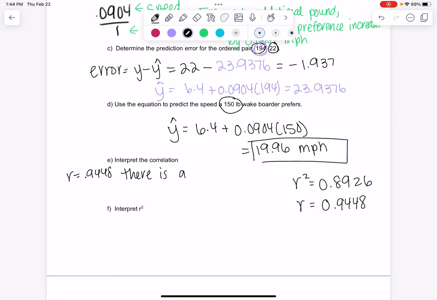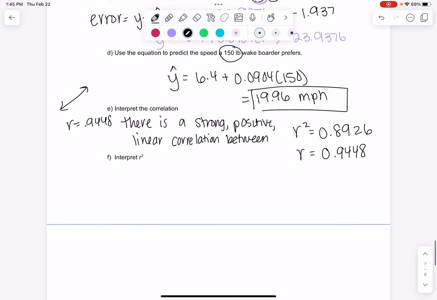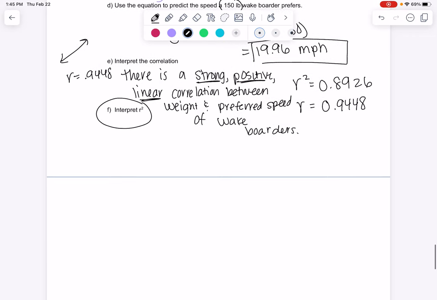So we know there is a, and then we want to say strong, weak, moderate. I would say this is very strong because it's very close to one. And then we also want to say it's positive. That tells us it's going upward and increasing. And then linear correlation between our variables. And what are our variables? Let's make sure when we read the sentence, we know what we're talking about. So between the weight and preferred speed of wakeboarders. So make sure you talk about the variables as well. The main thing is strong, positive, and linear. We only talk about linear, but there are other types of shapes and regression. All right, and then we'll interpret r squared, and we're out.